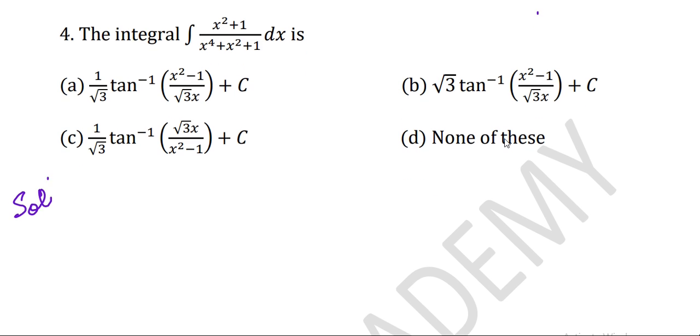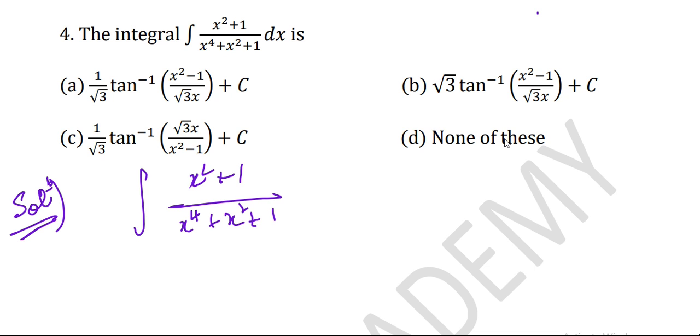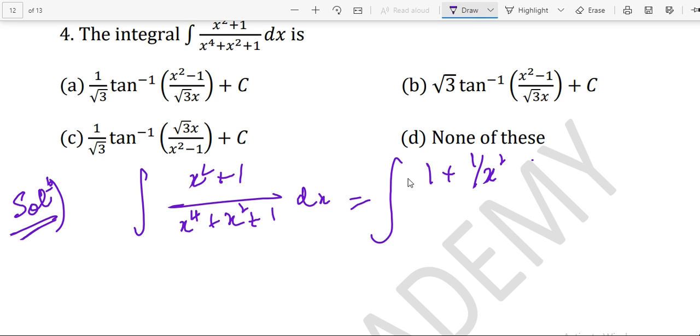So let us solve this one. Integration of (x square plus 1) divided by (x to the power 4 plus x square plus 1) dx. Let's see this one. So what is the first step? You have to divide this by x square. So 1 plus 1 by x square divided by x square plus 1 by x square, dx.